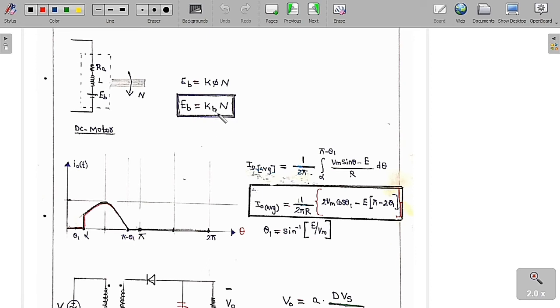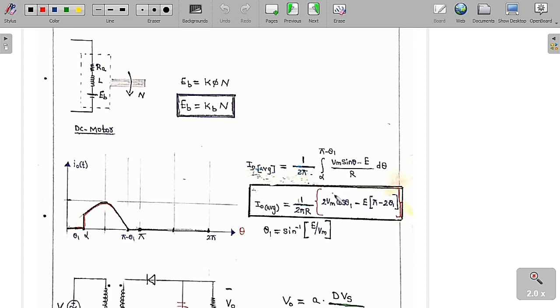Suppose this is the output current you are going to see. From 0 to alpha it is 0. From alpha to pi minus theta 1, it has a current in this manner, but after that it is again 0. If you want to find the average value, I average is equal to 1 by 2 pi, integration from alpha to pi minus theta 1 of source voltage minus EMF across the load, divided by R, because it is an RE load. Therefore, (Vm sin theta minus E) by R d theta.